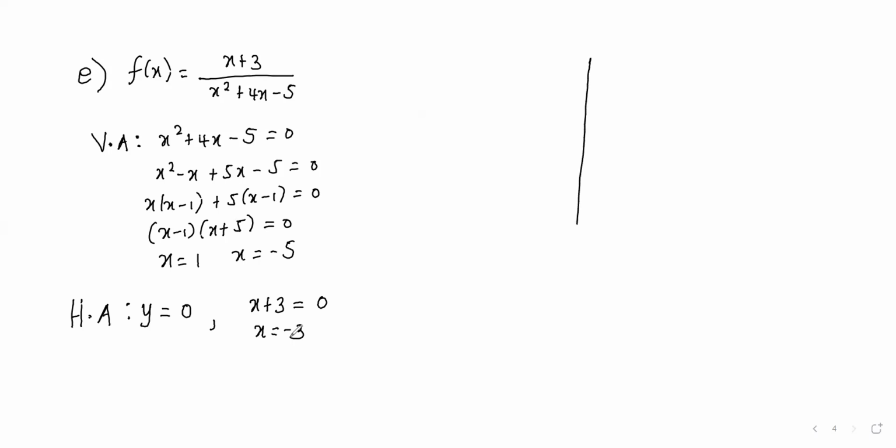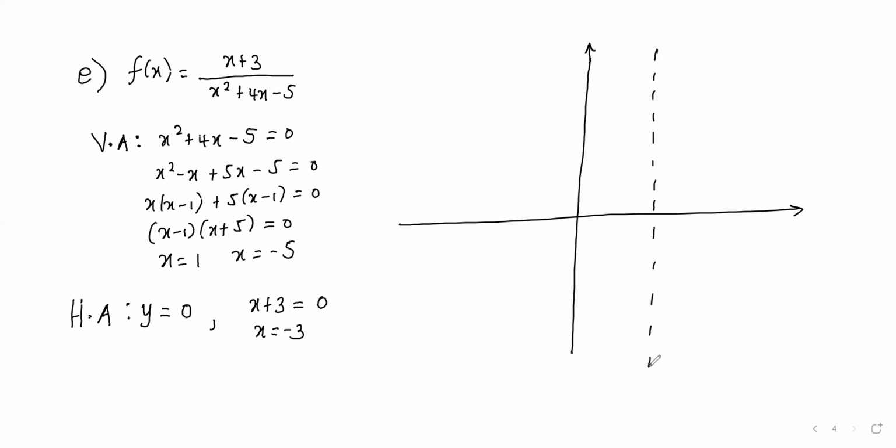So we can sketch. Vertical, we have 2, 1, and -5. Horizontal, we have 1. This one.